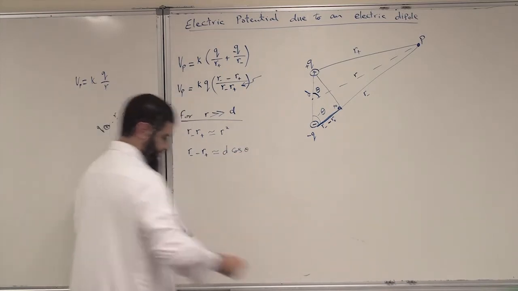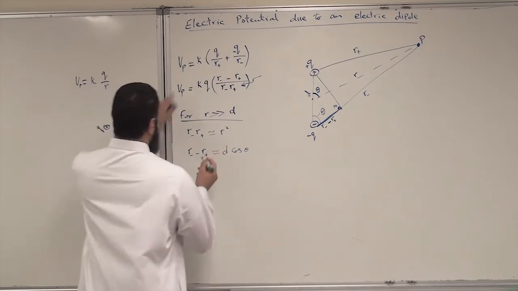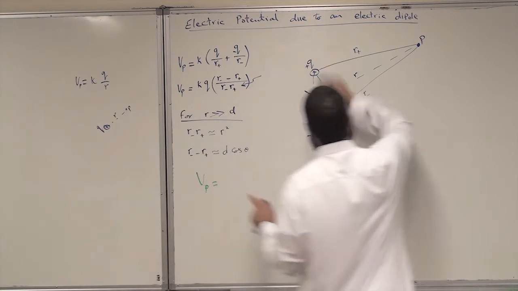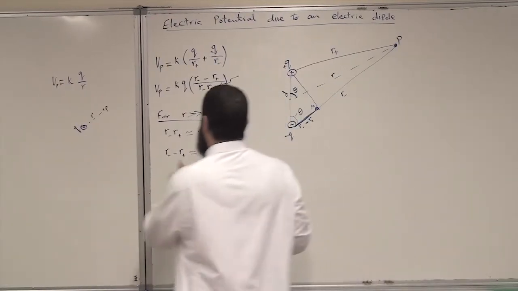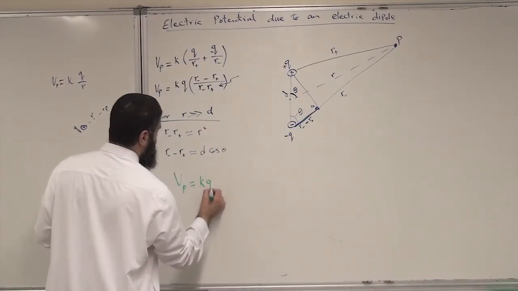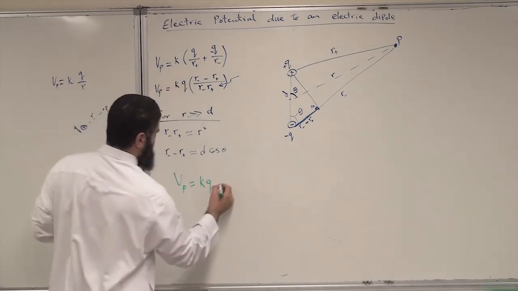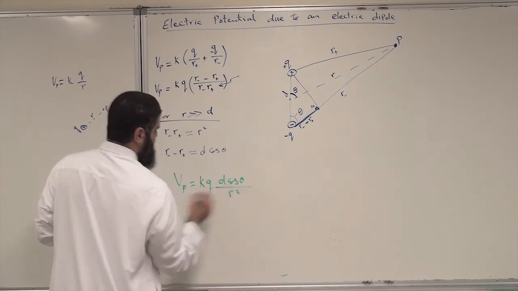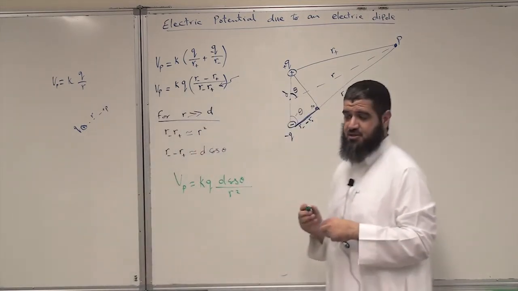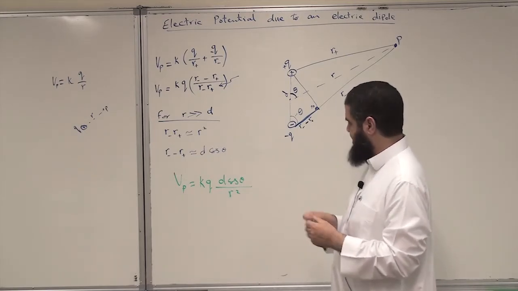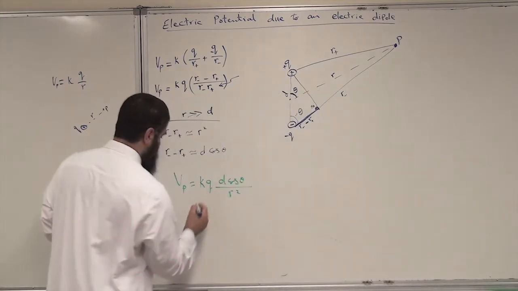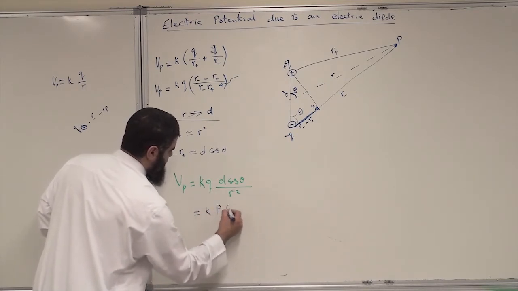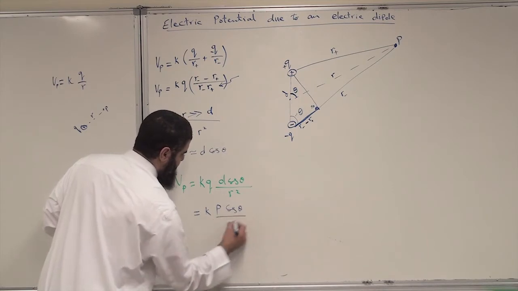So now I can simplify the situation. V, the electric potential due to the electric dipole at point P, will be equal to KQ multiplied by the difference, which is d cosine theta, divided by R squared. But what is Qd? We have seen this before. It is the magnitude of the electric dipole moment p. So this will be K p cosine theta divided by r squared.